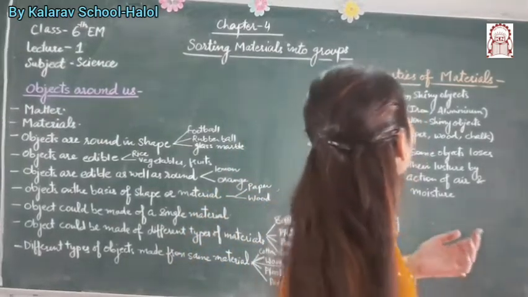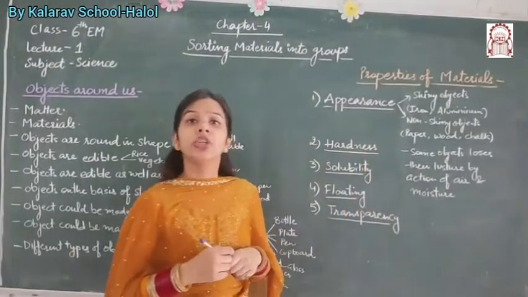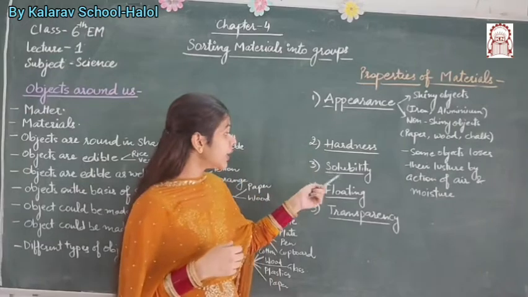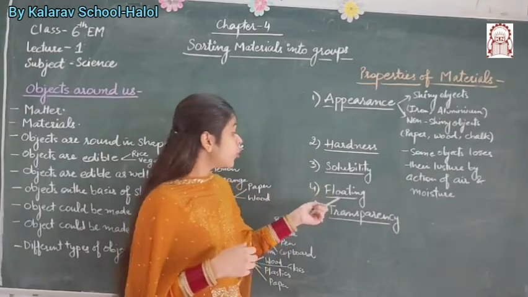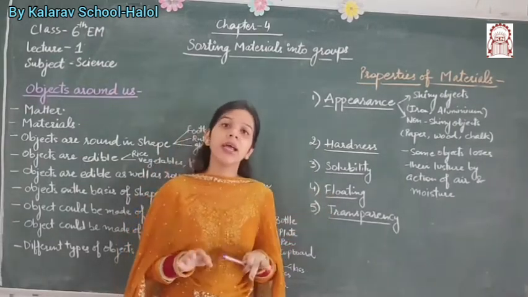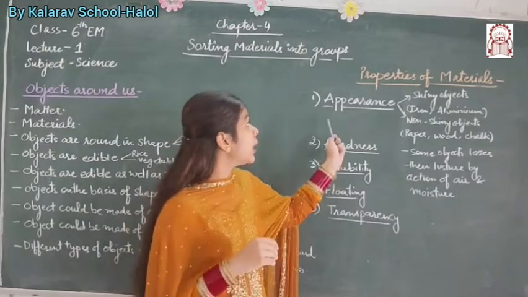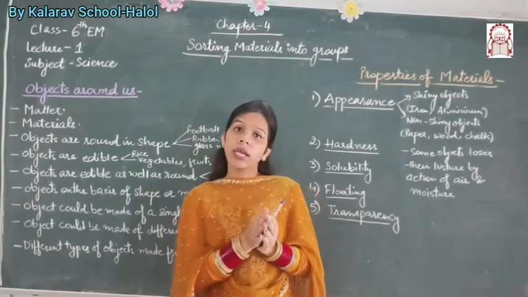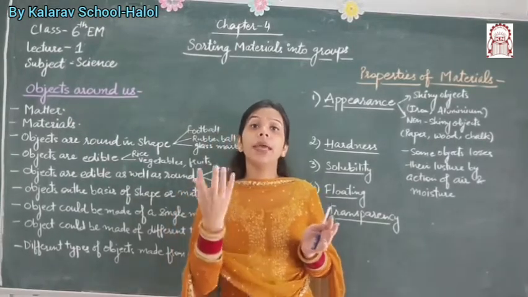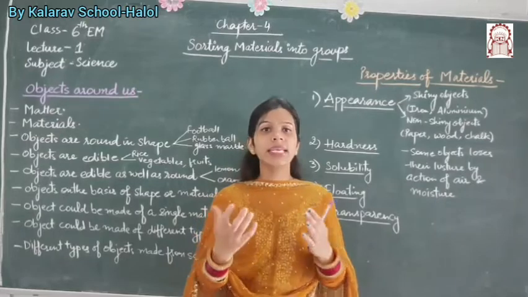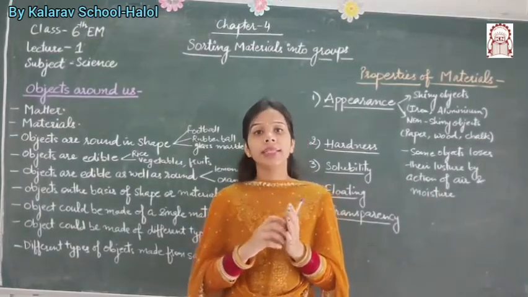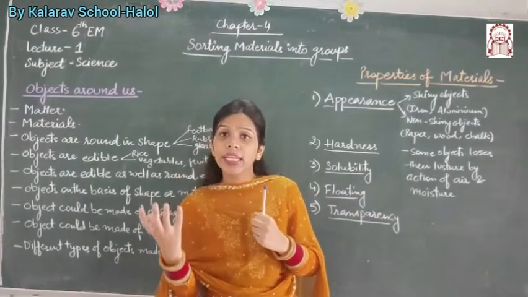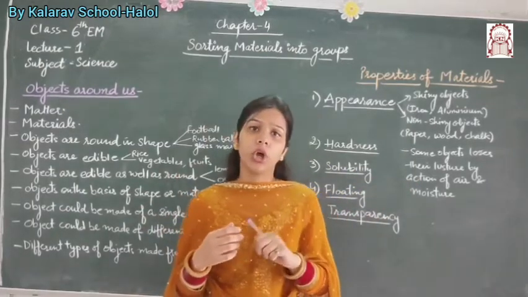So next is the properties of materials. Materials have different properties like appearance, hardness, solubility, floating, transparency. Here I will discuss only the property that is appearance, which means the materials are categorized by their looks, how they appear. How do we categorize that? It can be classified into two categories, that is shiny objects or non-shiny objects.